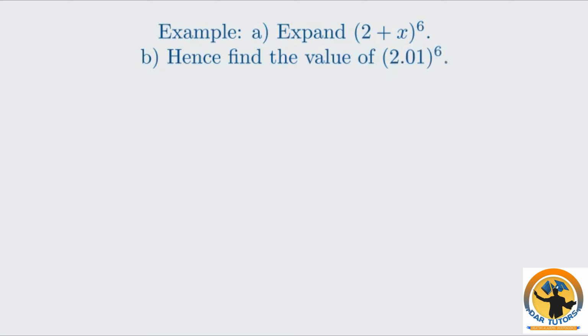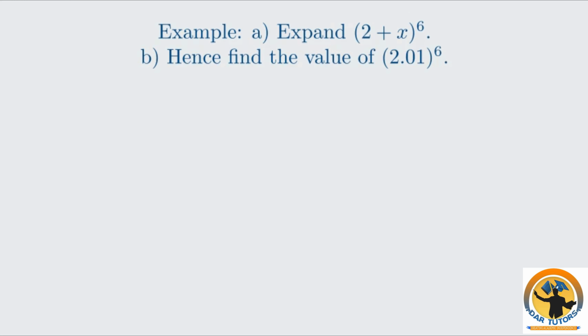Finally, let's look at a problem that uses the binomial expansion to approximate a value. First, expand 2 plus x to the power of 6. Then, use this expansion to find the value of 2.01 to the power of 6. Part A is a standard expansion.